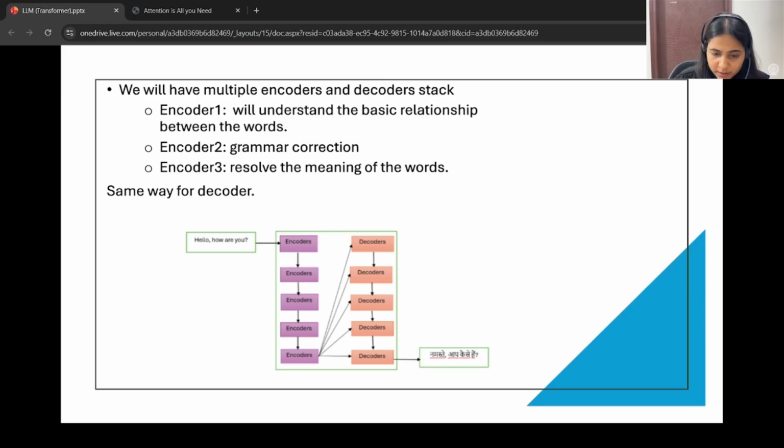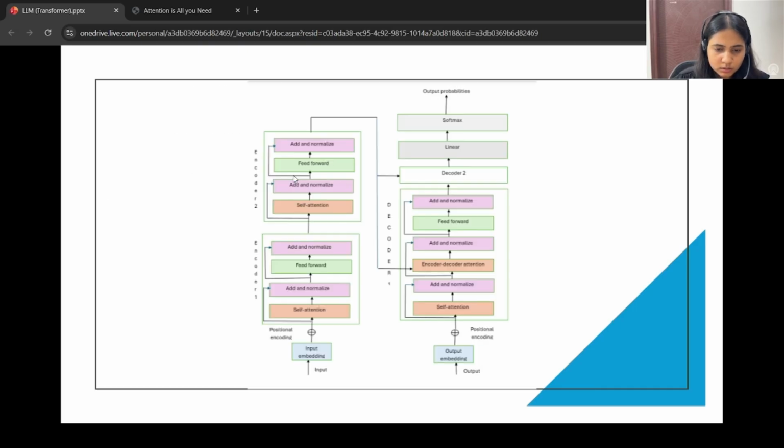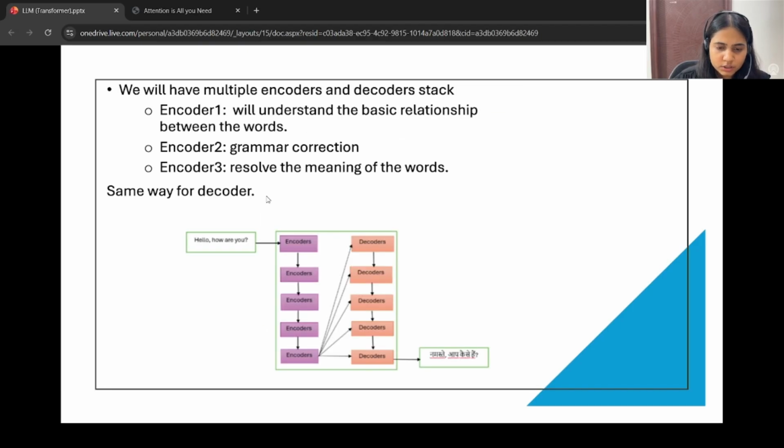It's not like that if we come from "hello how are you" to the first encoder, whatever list of vectors went to the first encoder, the same list will go to the second one. So we'll have a different list over here. A different list of parameters will be going to the other encoder. And this is a similar way for the decoder as well.